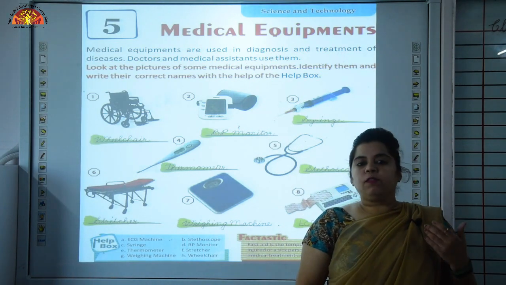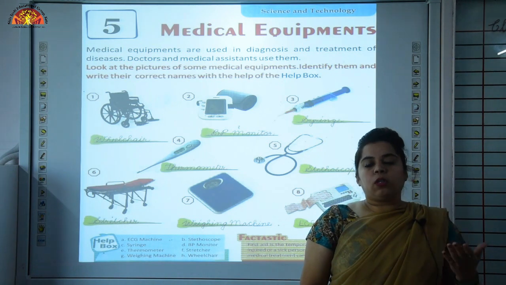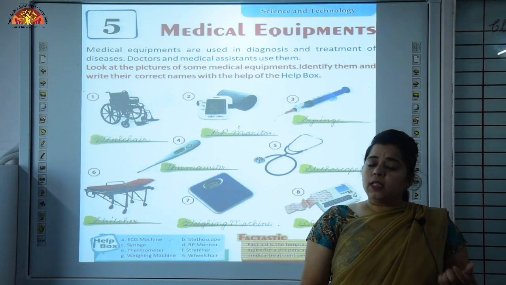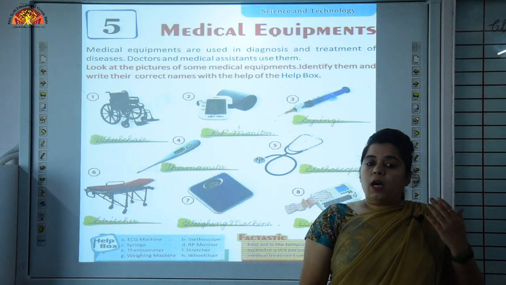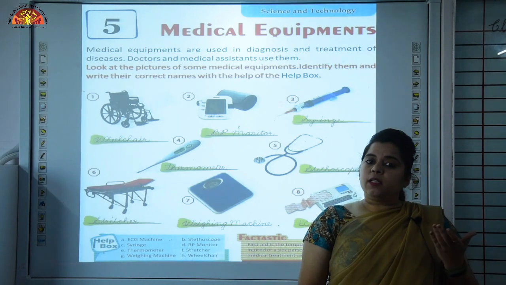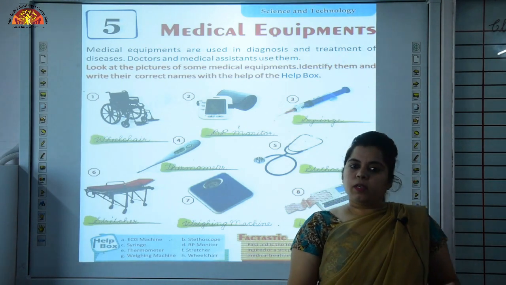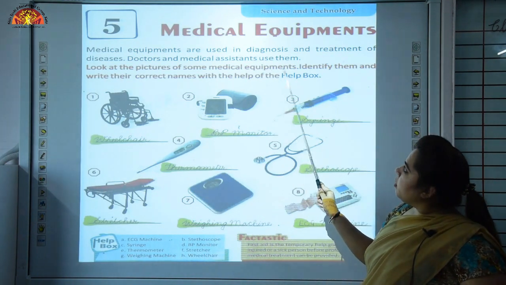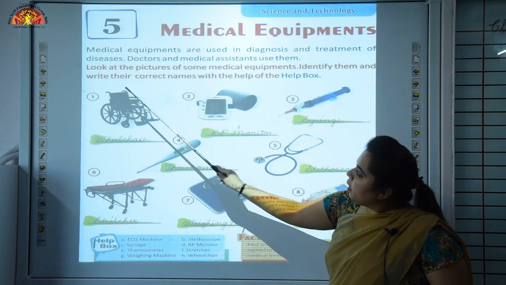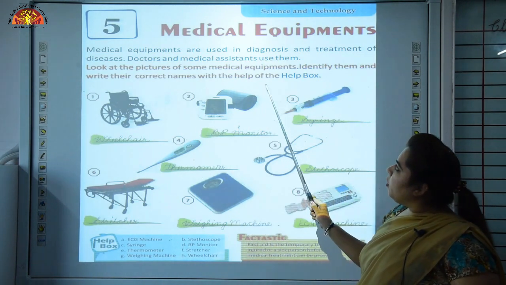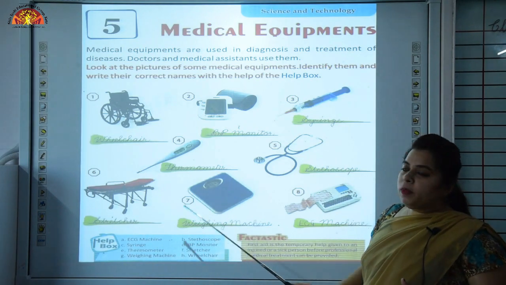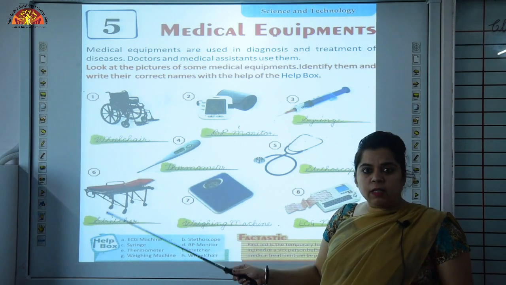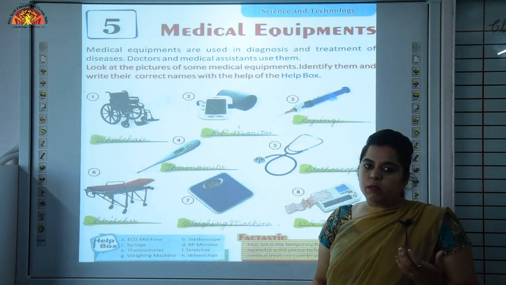Yes, as I told you, whenever we go to the doctor, the doctor and the doctor's assistant use these medical equipments for our health checkup. So, what are these equipments and what are the varieties of equipments the doctor and their assistant use? We will study that in this chapter. Look at the pictures of some medical equipments, identify them and write their correct names with the help of the help box. Now here so many pictures of medical equipments are given along with a help box. So, we have to identify the pictures and write their names.